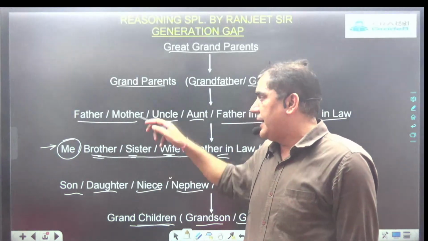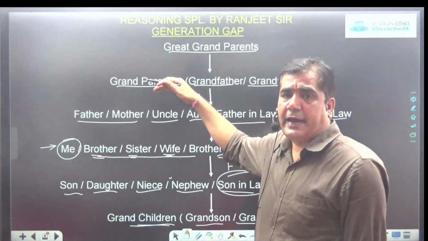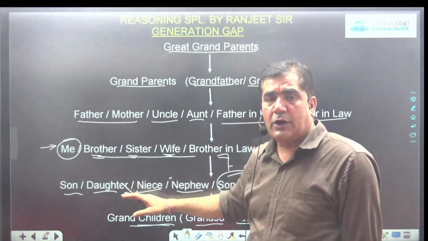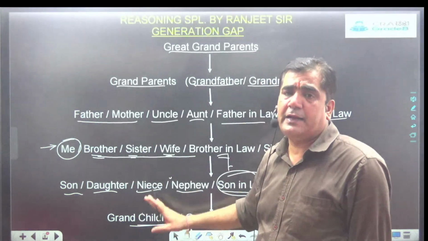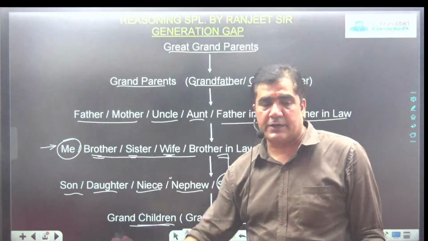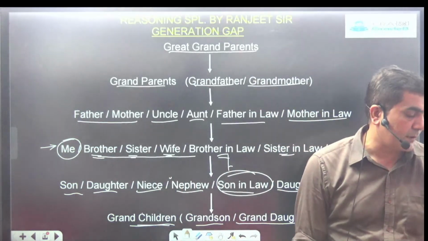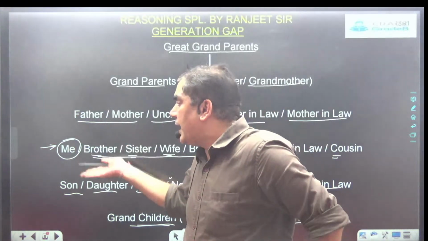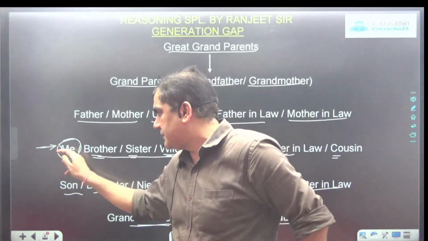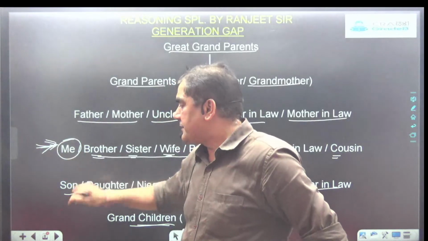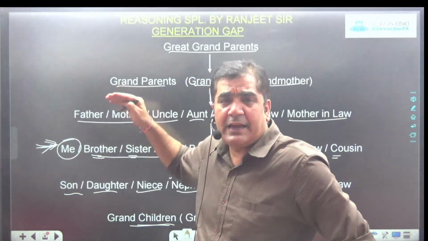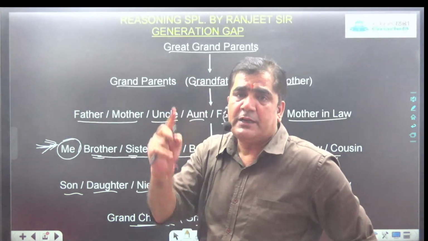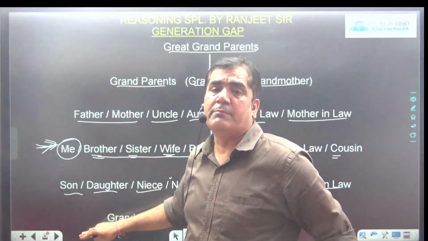Here comes me, here comes my father, mother, here comes my grandparents, here comes my great-grandparents. After me will be my son, daughter, and thereafter my grandchildren, granddaughter and grandson. Now always remember, whenever you go any relation up, here is the difference: if I talk about any relation which is above me, I'm going to use the sign plus. And after my generation will be minus.